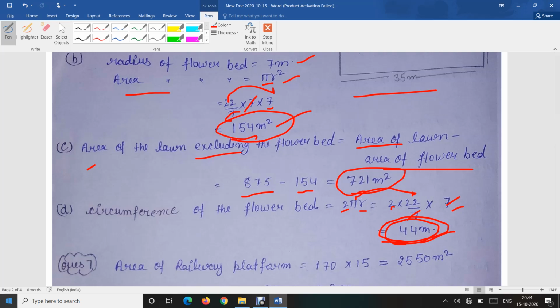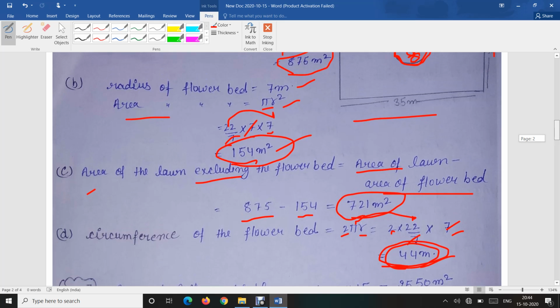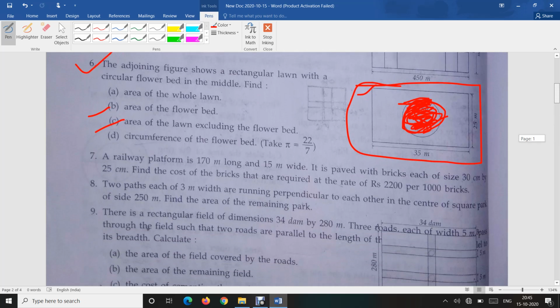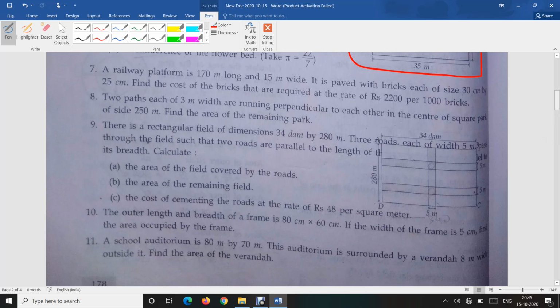This was the question number 6. This is the simple question. You just need to apply the formulas according to the required conditions. Now see the question number 7. Question number 7 is saying a railway platform is 170 meter long.